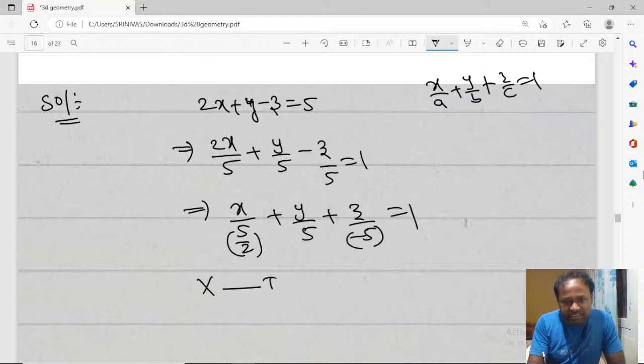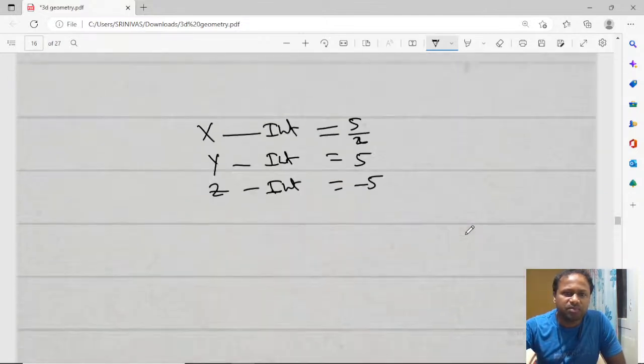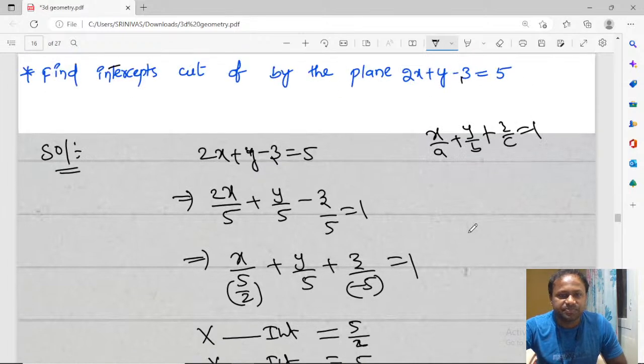So the x-intercept is 5 by 2. Next, the y-intercept is equal to 5. The z-intercept is equal to minus 5. So this is the way to find the solutions. These are very important problems. So with this you will certainly get 1 mark from 3-dimensional geometry.